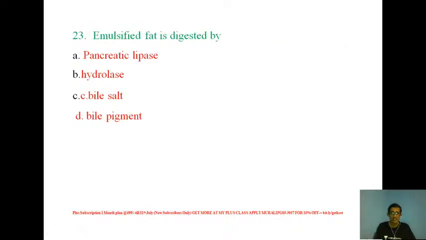Then, emulsified fat is digested by which enzyme? It is pancreatic lipase, isn't it? Emulsification is done by bile salt, and that emulsified fat is digested by pancreatic lipase. Pancreatic lipase works on emulsified fat in the intestine to give fatty acid and glycerol.